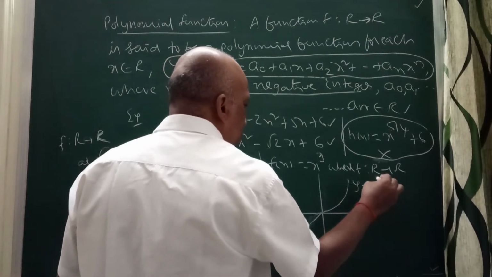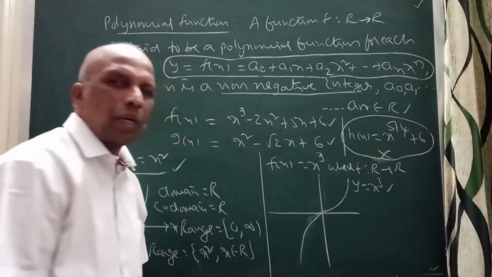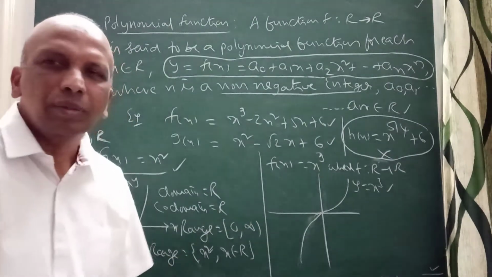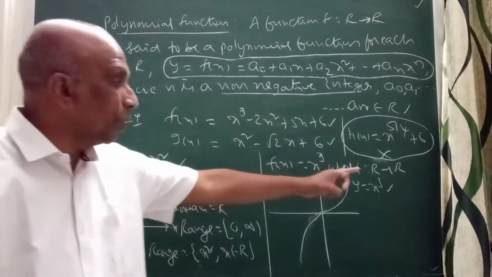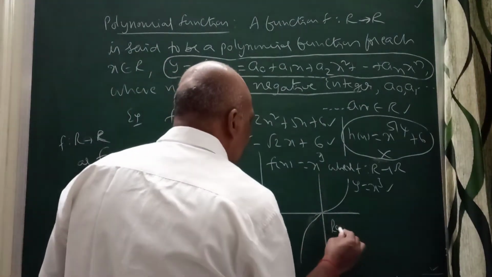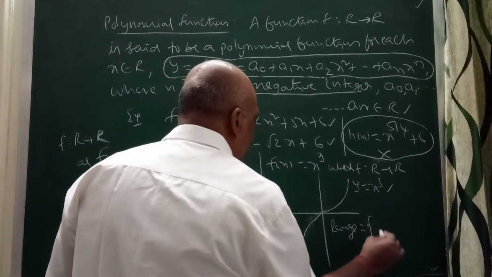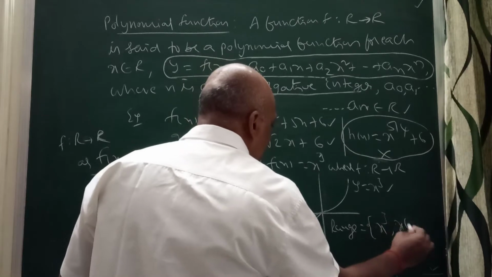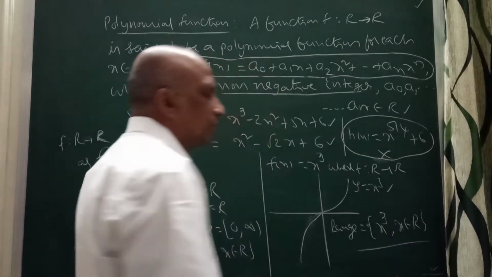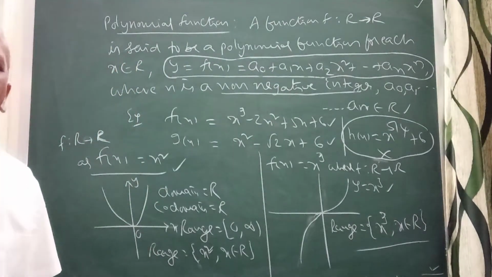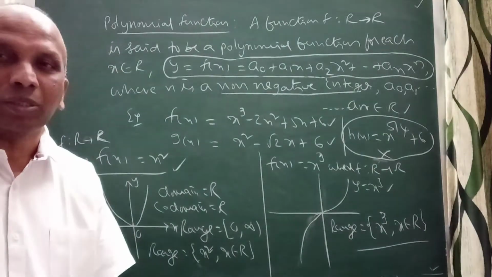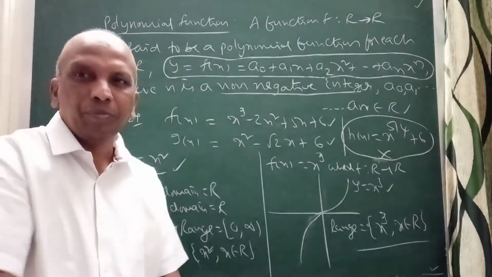I can write y equal to x cube also. The graph will come like this. X cube, the graph will go like this. So the domain is R, codomain is R. Range I can express as set of x cube such that x belongs to R. This is the function of x cube. Domain is R I can express. These are all polynomial functions.